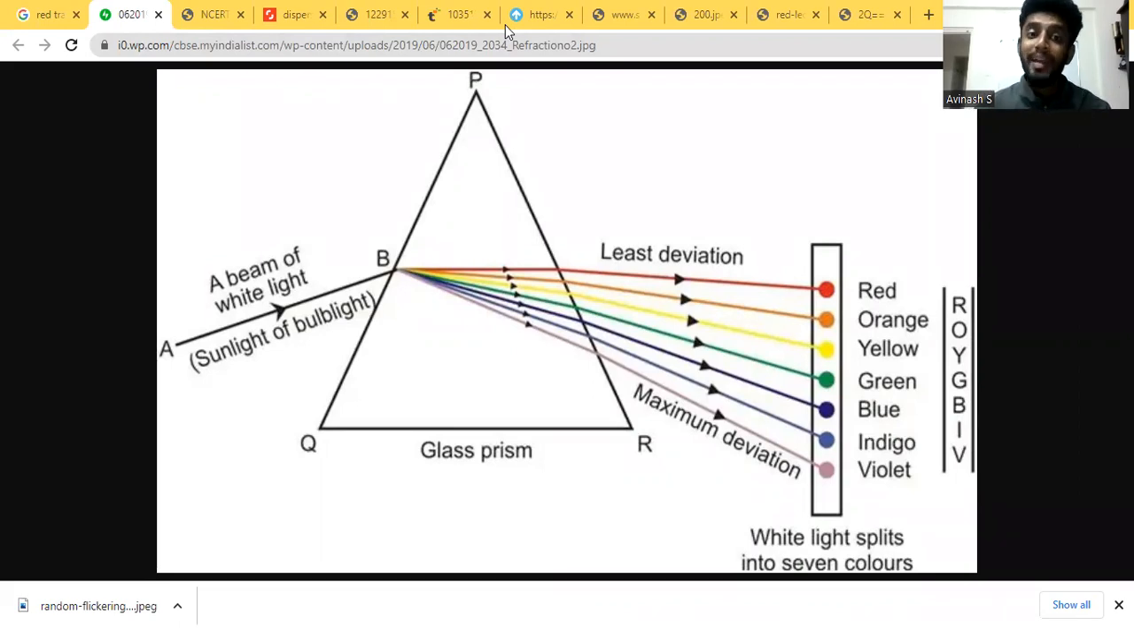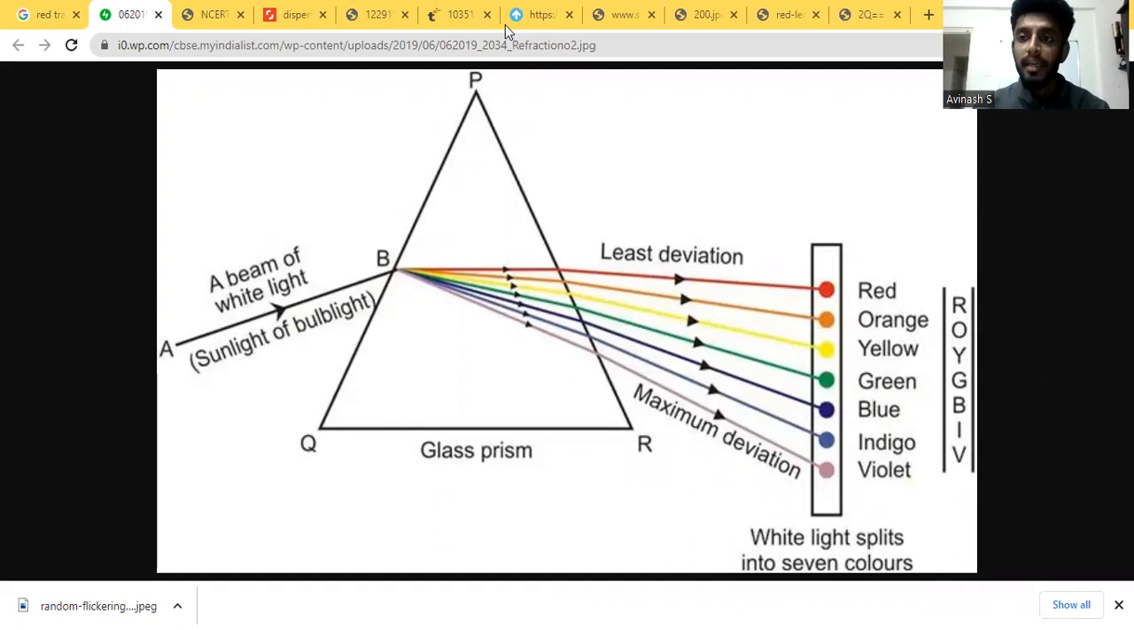So when we send white light through a prism, what happens? That process is called dispersion. As we all know, white light is made up of 7 constituent colors, which are violet, indigo, blue, green, yellow, orange, and red, abbreviated as VIBGYOR, that is the acronym. So now when we send white light through a prism, what happens?